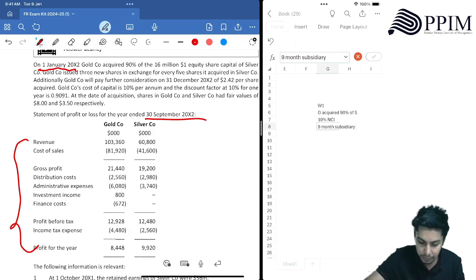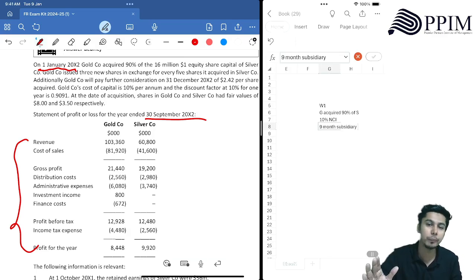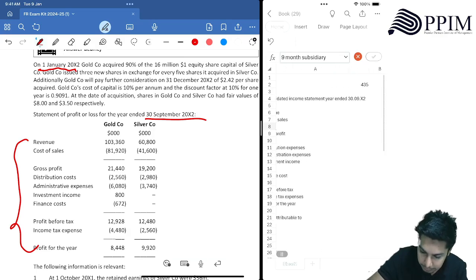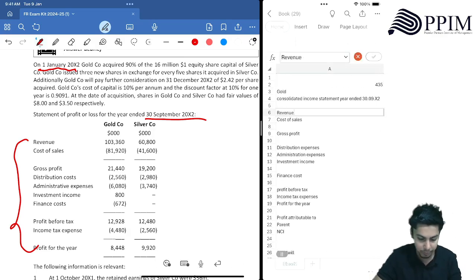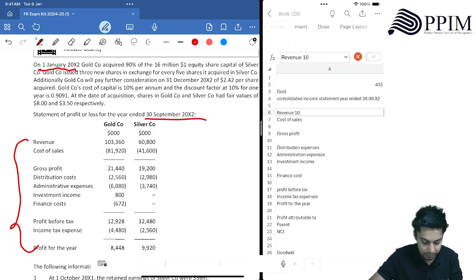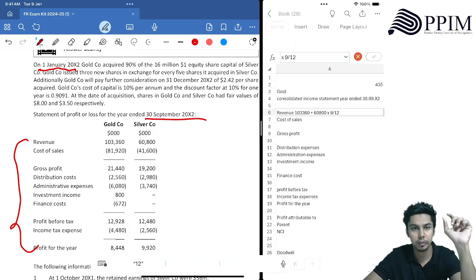Now, once you understand the group structure, you just have to do it this way. Who bought whom? NCI is how much? How many months? Once you do that part, I want you to start copying the format. So let's start copying. 103,360 parent plus 60,800 subsidiary into 9/12. Once you find the number of months, for the subsidiary's income and expenses you have to show how many months.